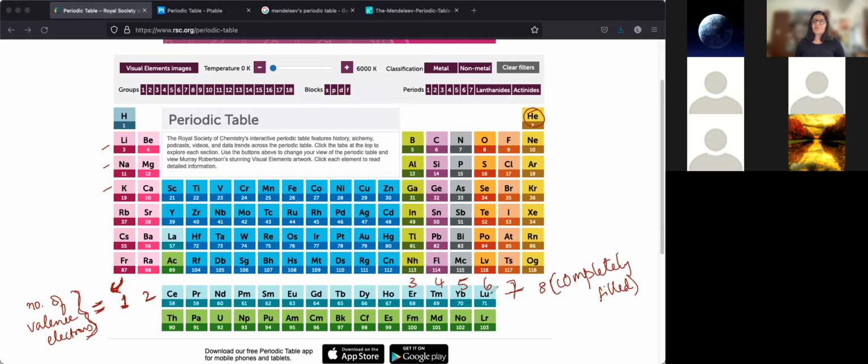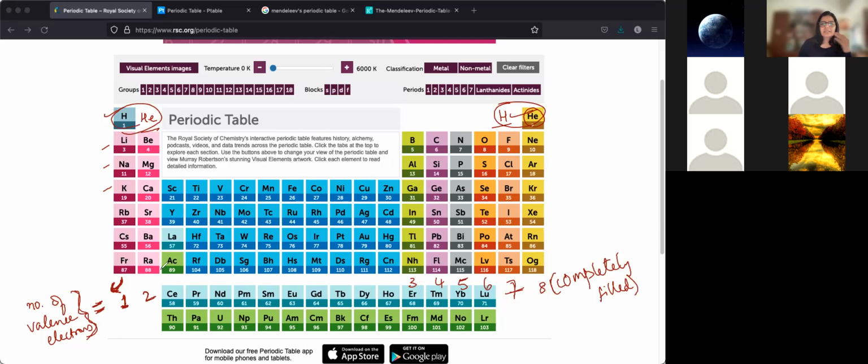So that's the problem with the modern periodic table. That's the only problem with the modern periodic table: the position of hydrogen and the position of helium. Should I put helium over here or should I put it over here? Hydrogen, should I keep it over here itself or should I keep it over here? So that's the doubt with these two elements. But that's also only because they have a single shell. Otherwise, the rest of the patterns, they follow beautifully.